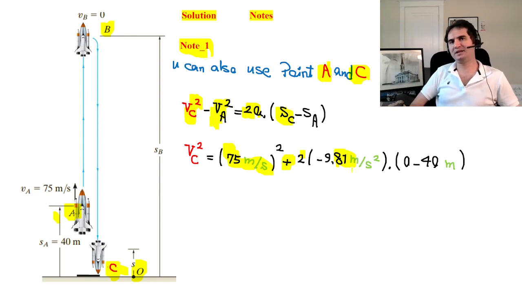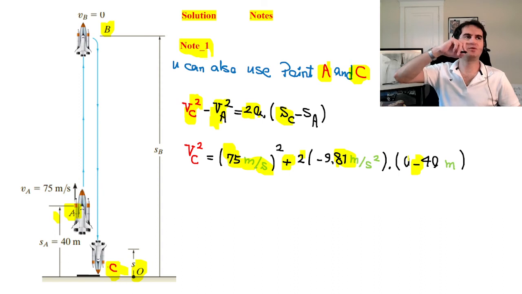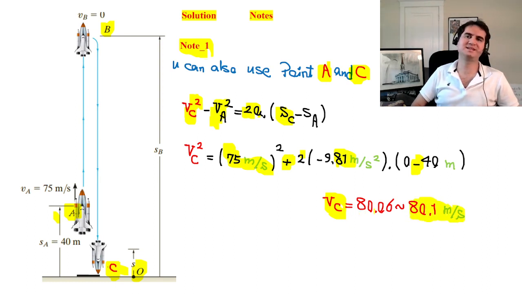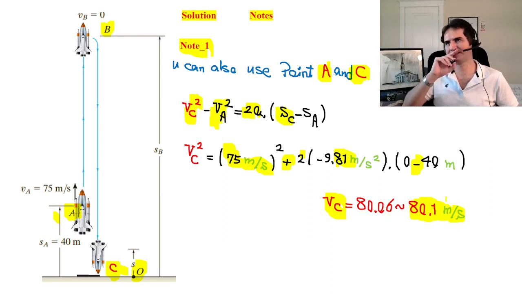Again, just use the formula, and work with the direction of acceleration to get the numeric value for velocity at C. If you do it this way, it gives you the same 80.1, almost 1 meter per second, like what we have solved before.